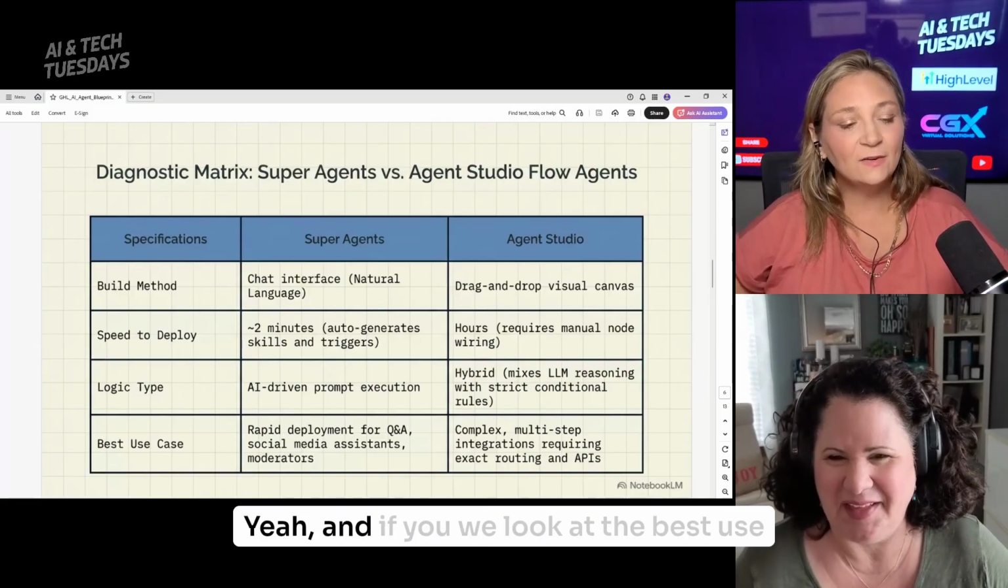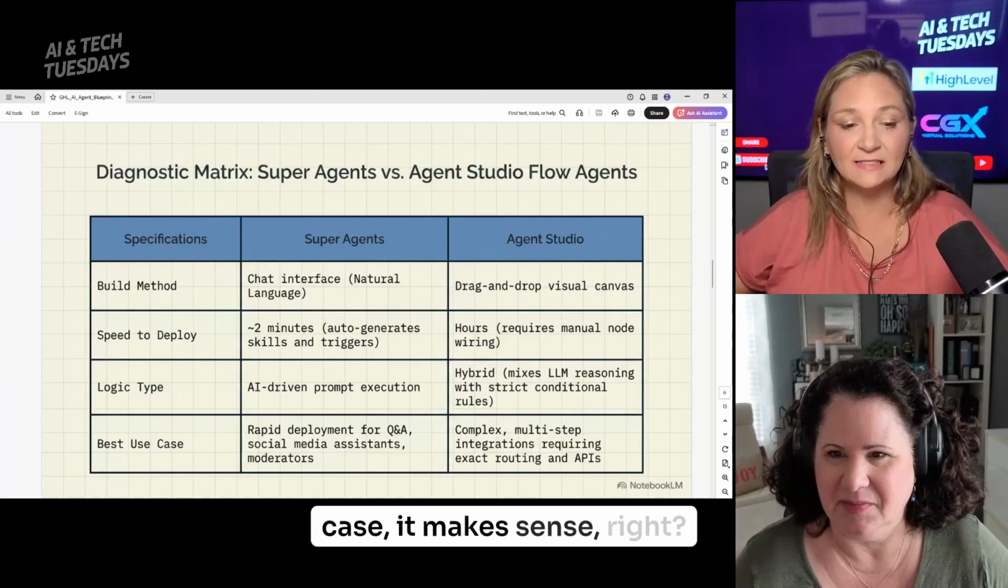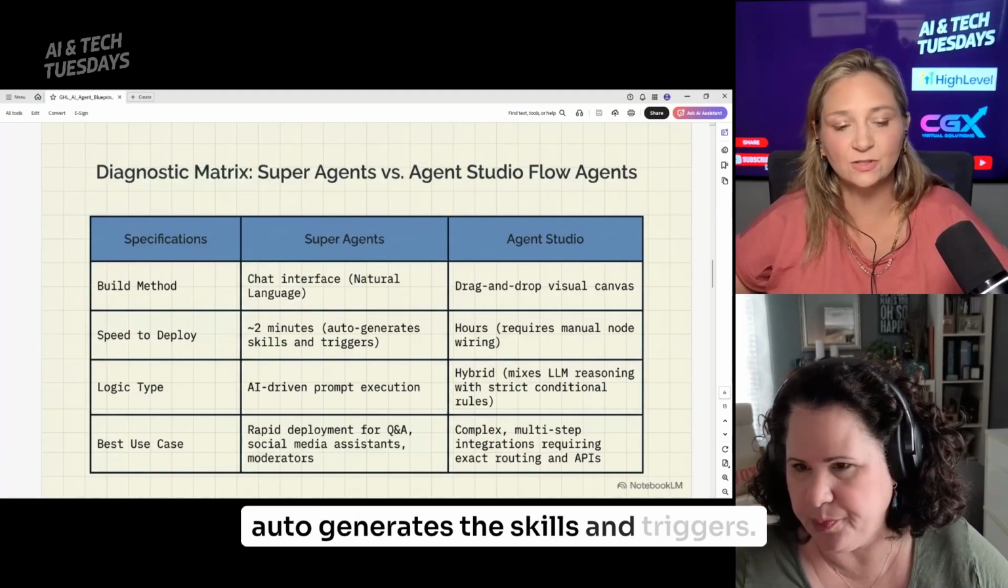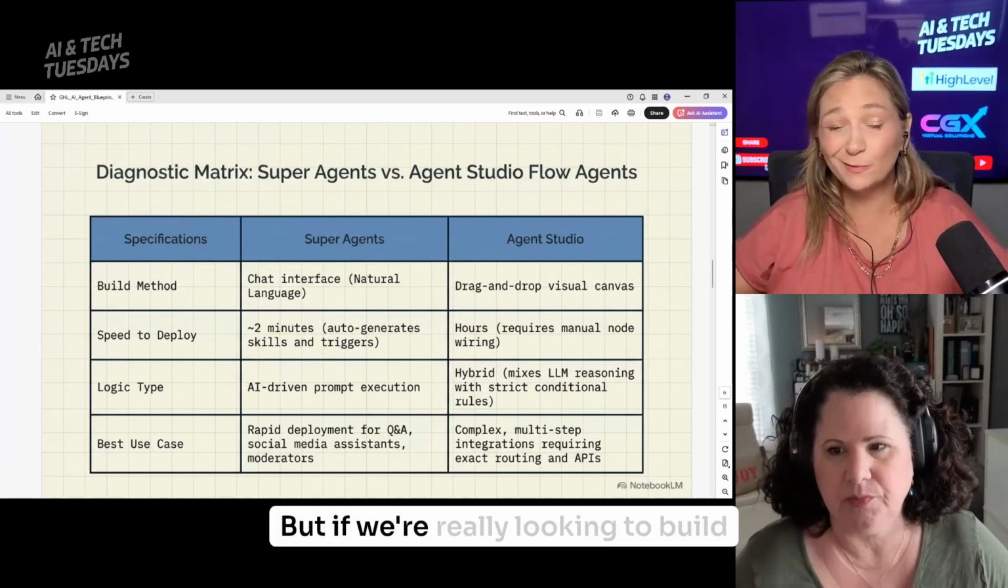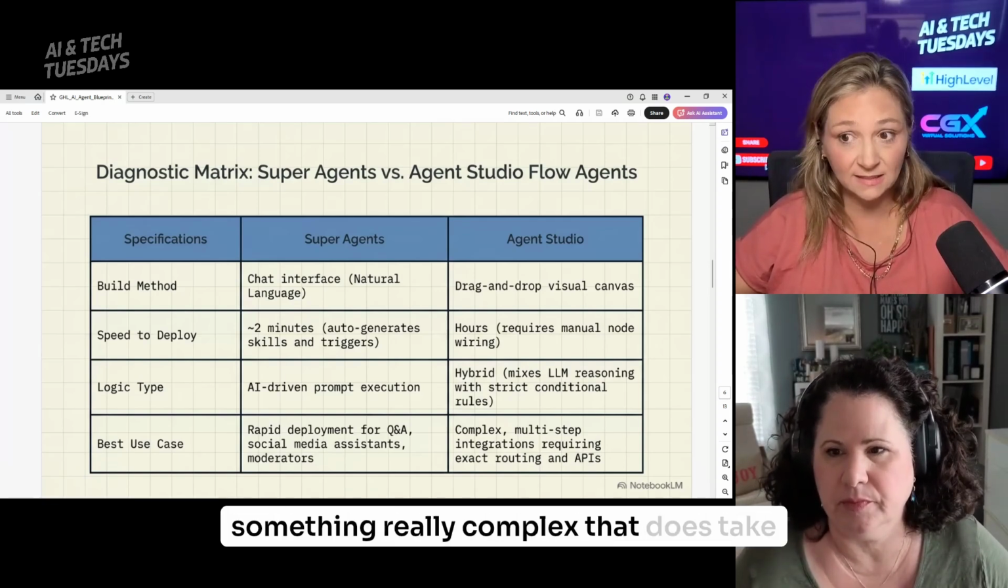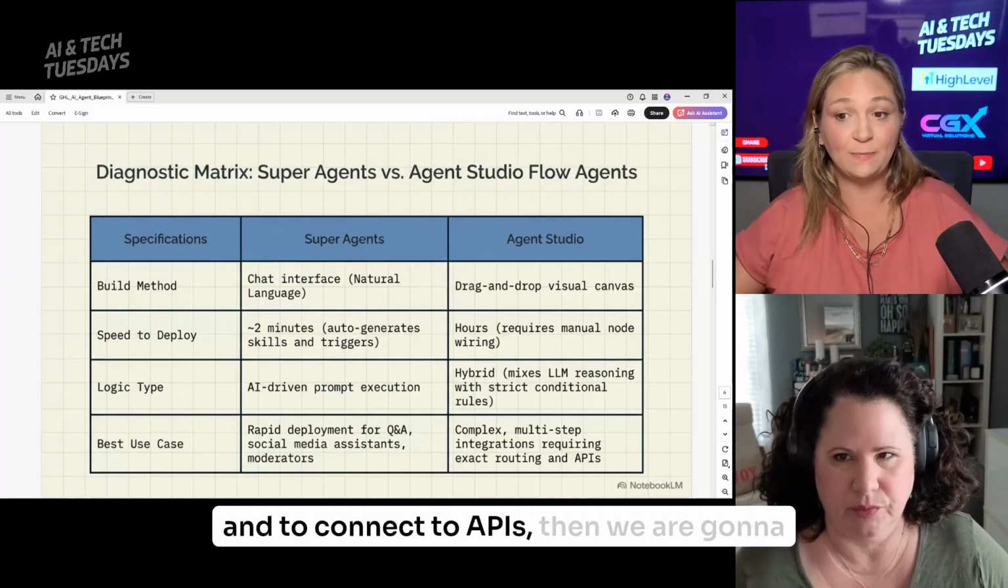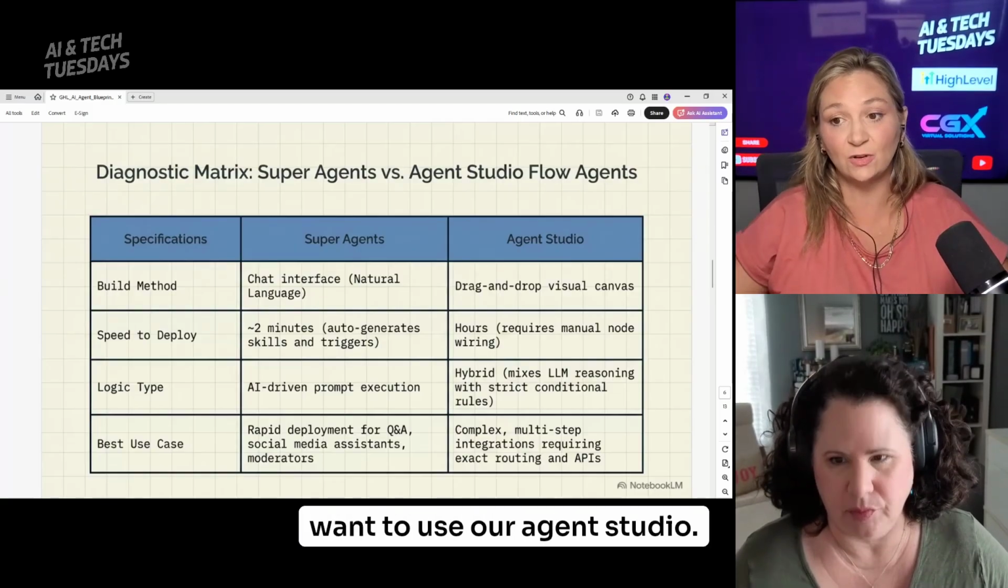If we look at the best use case, it makes sense, right? If we're doing our super agent, it auto generates the skills and triggers. It's pretty quick. But if we're really looking to build something really complex that takes multiple steps, and we want exact routing and to connect to APIs, then we are going to want to use our agent studio.